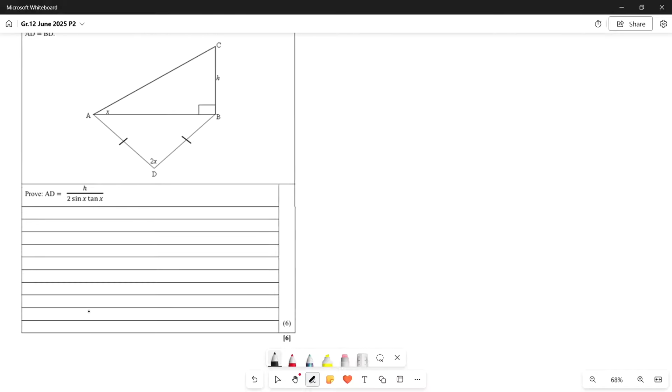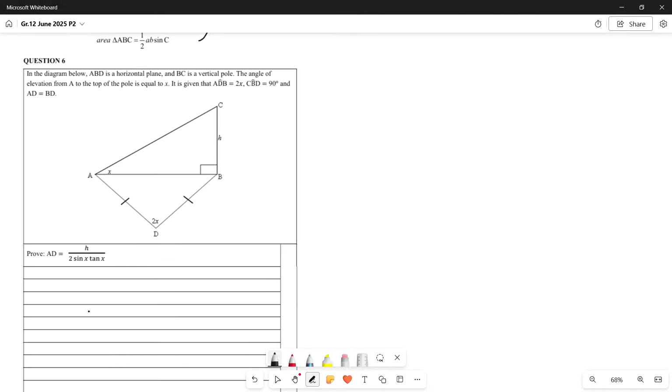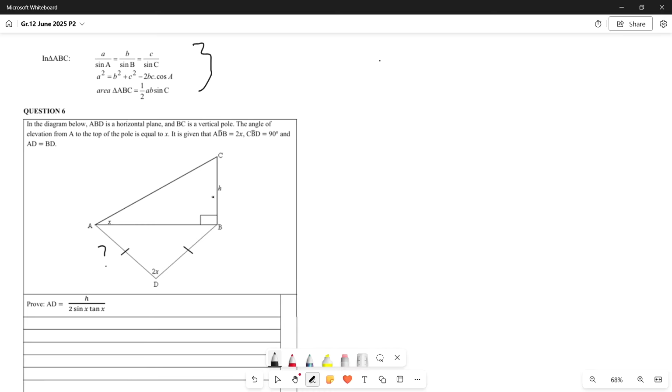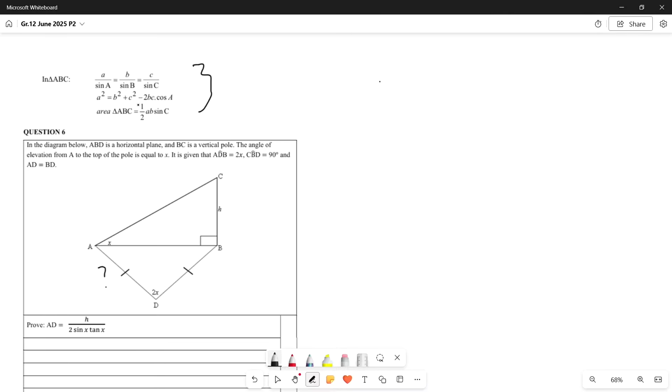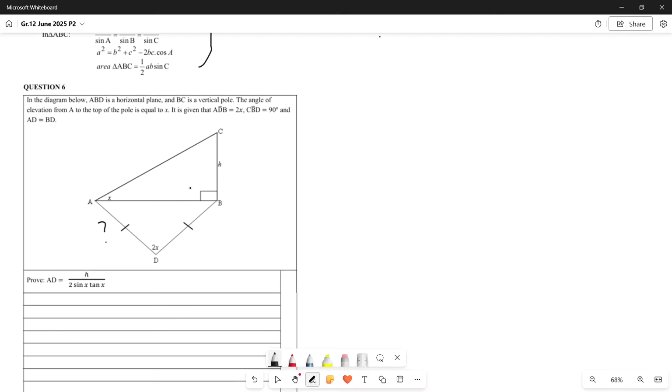So right now for 6 marks, there's only one question in this section. It says prove AD over here equals H, so H is over here, over 2 sine x tan x. So we need to get the H from here into this triangle here. Okay, this is 6 marks. We also have a tan x over here, which means we'll need to get a cos somewhere, either through our cos rule or through a cofunction. That is very common in this type of question.